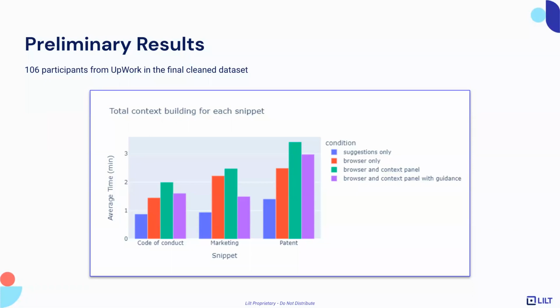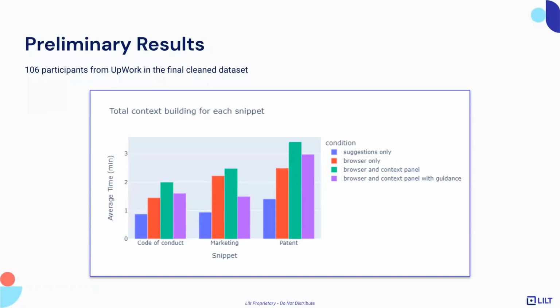And then some linguists got a browser that they could go search. And finally, some linguists got the context panel and the browser. So in case the information in the context panel wasn't enough, they could go search externally. This is a really nice way of dividing up linguists so that we'll know exactly what the effect of the context panel was on the linguist workflow as they're building up this information context.